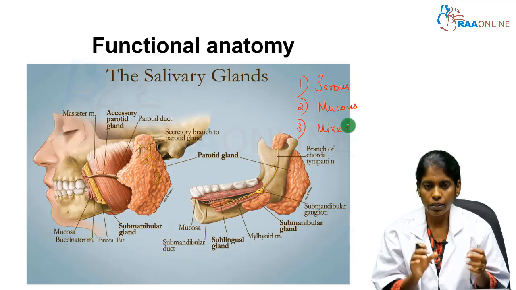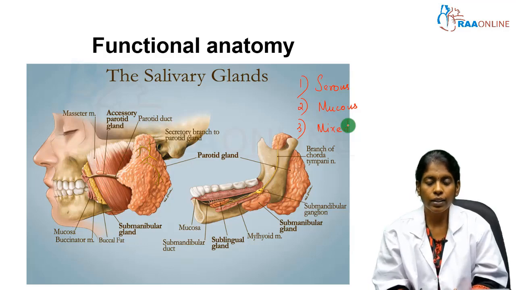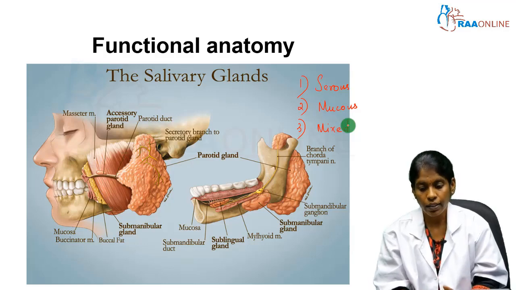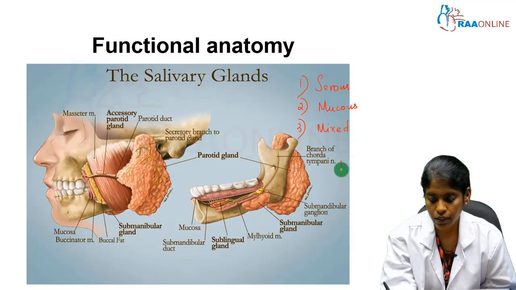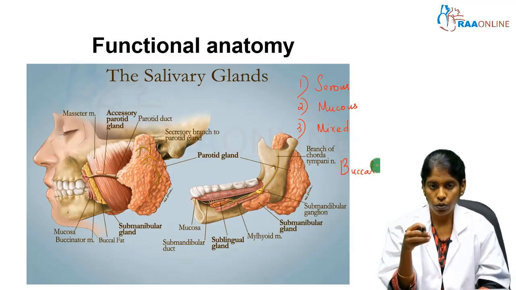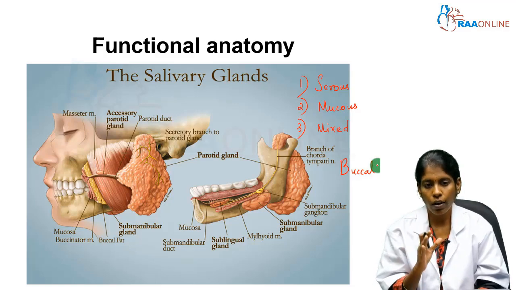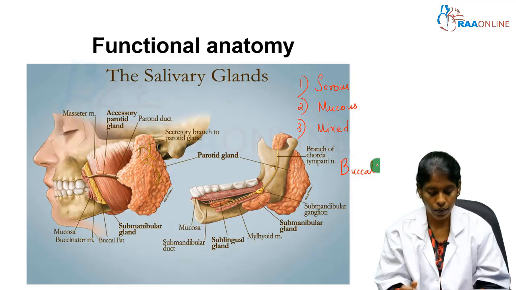Apart from these three principal salivary glands, there are also other glands present inside the oral cavity. They are called buccal glands. They are very small glands present within the mucosa of the oral cavity. So, these are the main salivary glands that contribute to the salivary secretion.